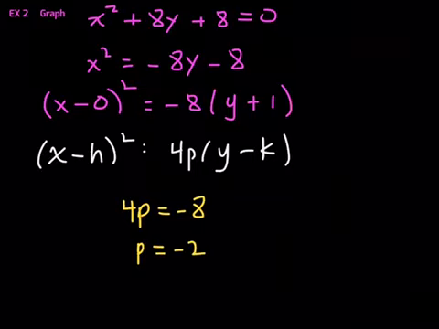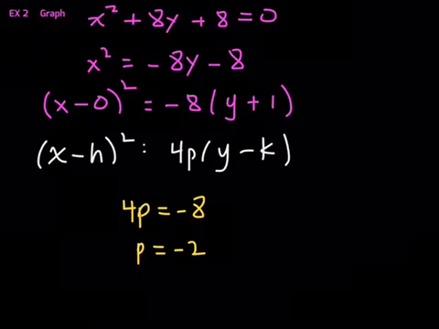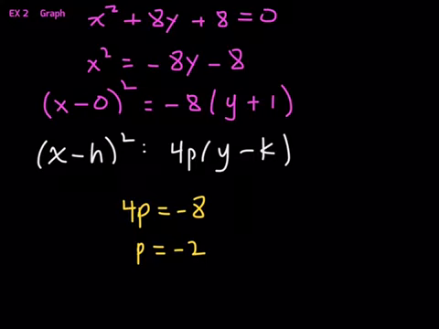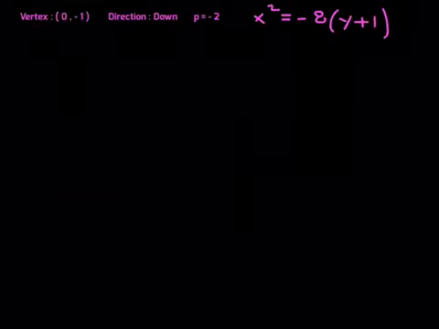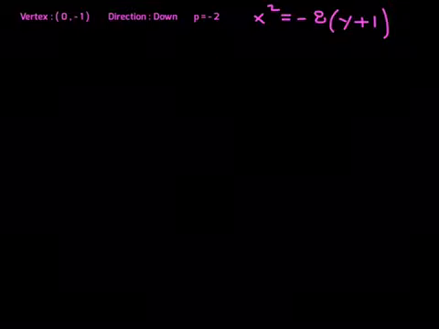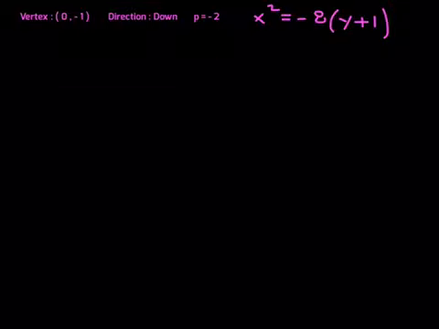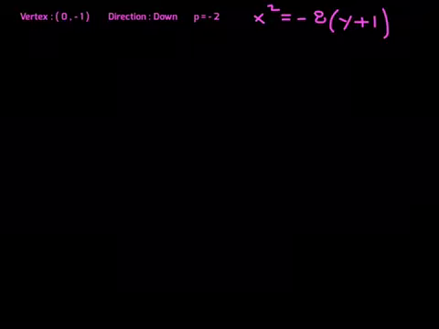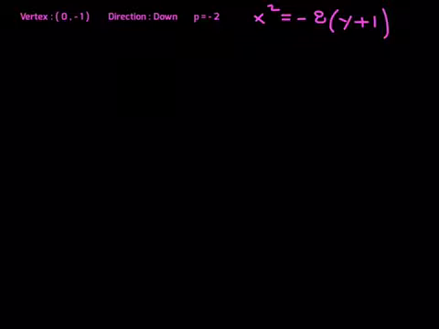So I'm going to take my standard form and my p value and make a summary of what we have so far. I have the vertex at (0, -1). The direction is down. Remember, my options were up or down because x was being squared. Because we found p to be -2, we know it's opening down. And this is the standard form for the equation.